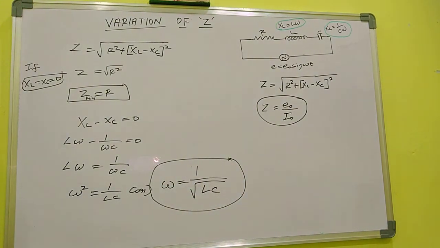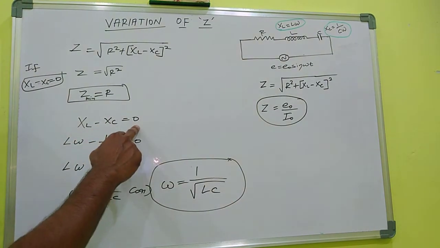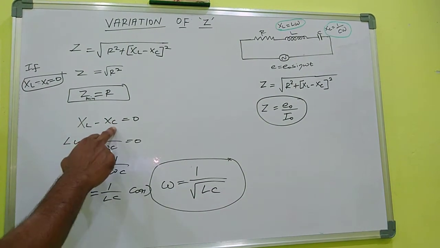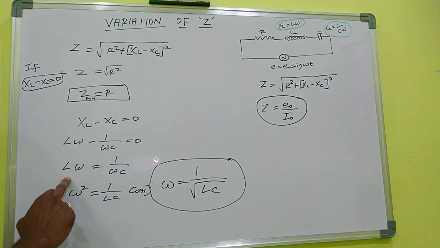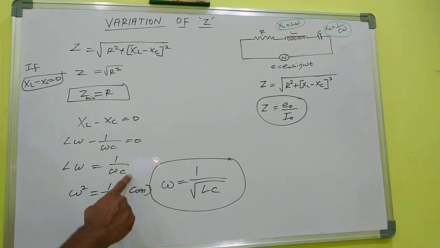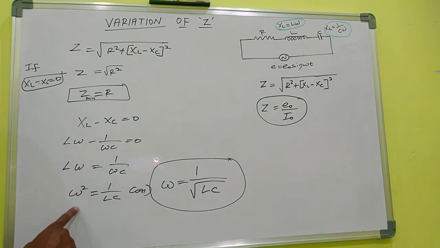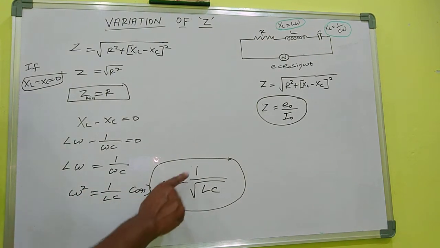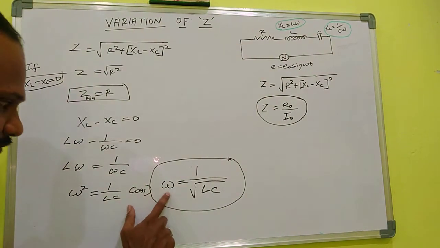Why sir? What have we done here? XL minus XC is equal to 0, XL equal to L omega, XC equal to 1 by omega C. Then L omega equal to, this goes to that side and becomes positive, 1 by omega C. Omega into omega, omega square is equal to 1 by LC, or omega is equal to 1 by root of LC. This is one of the most important expressions.